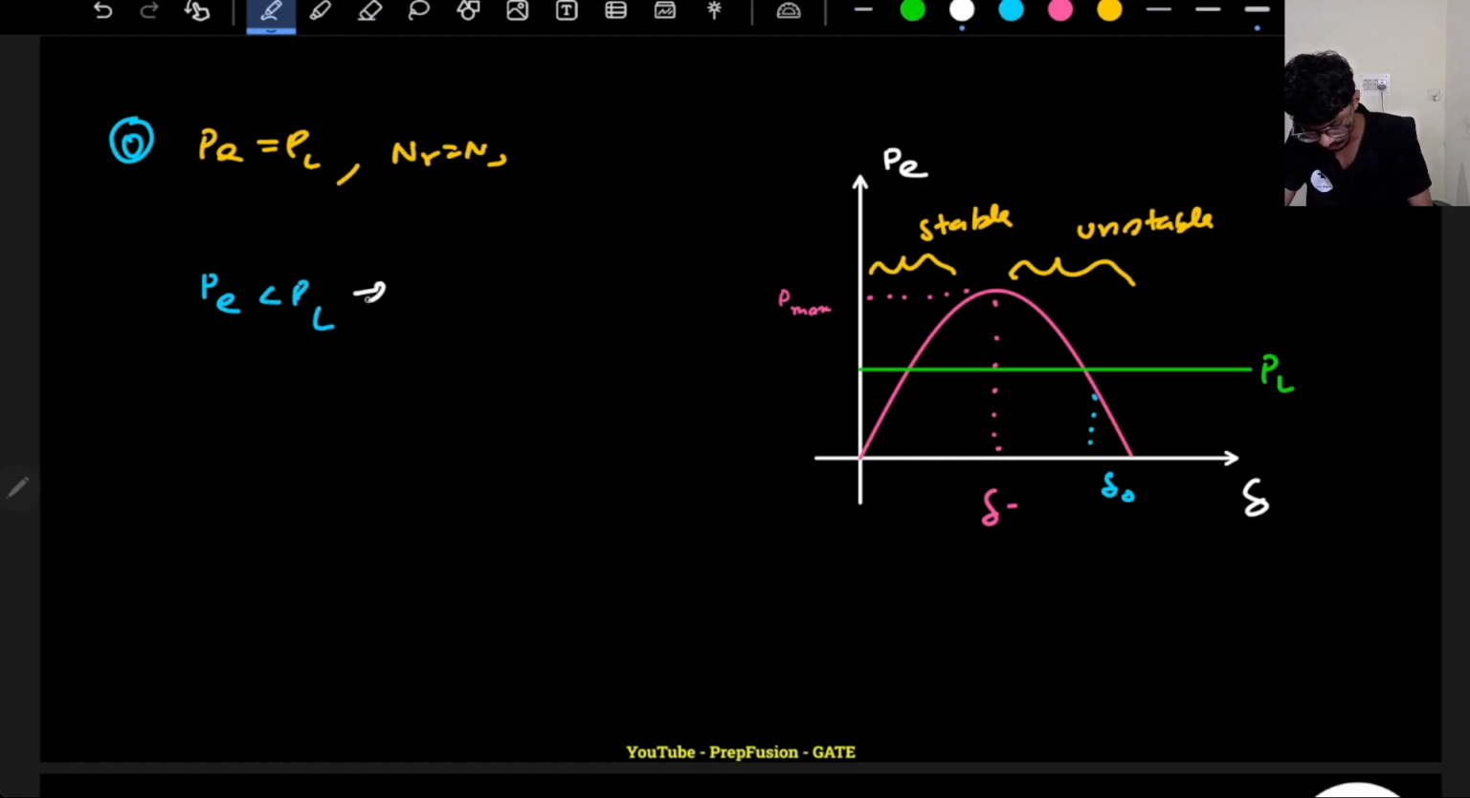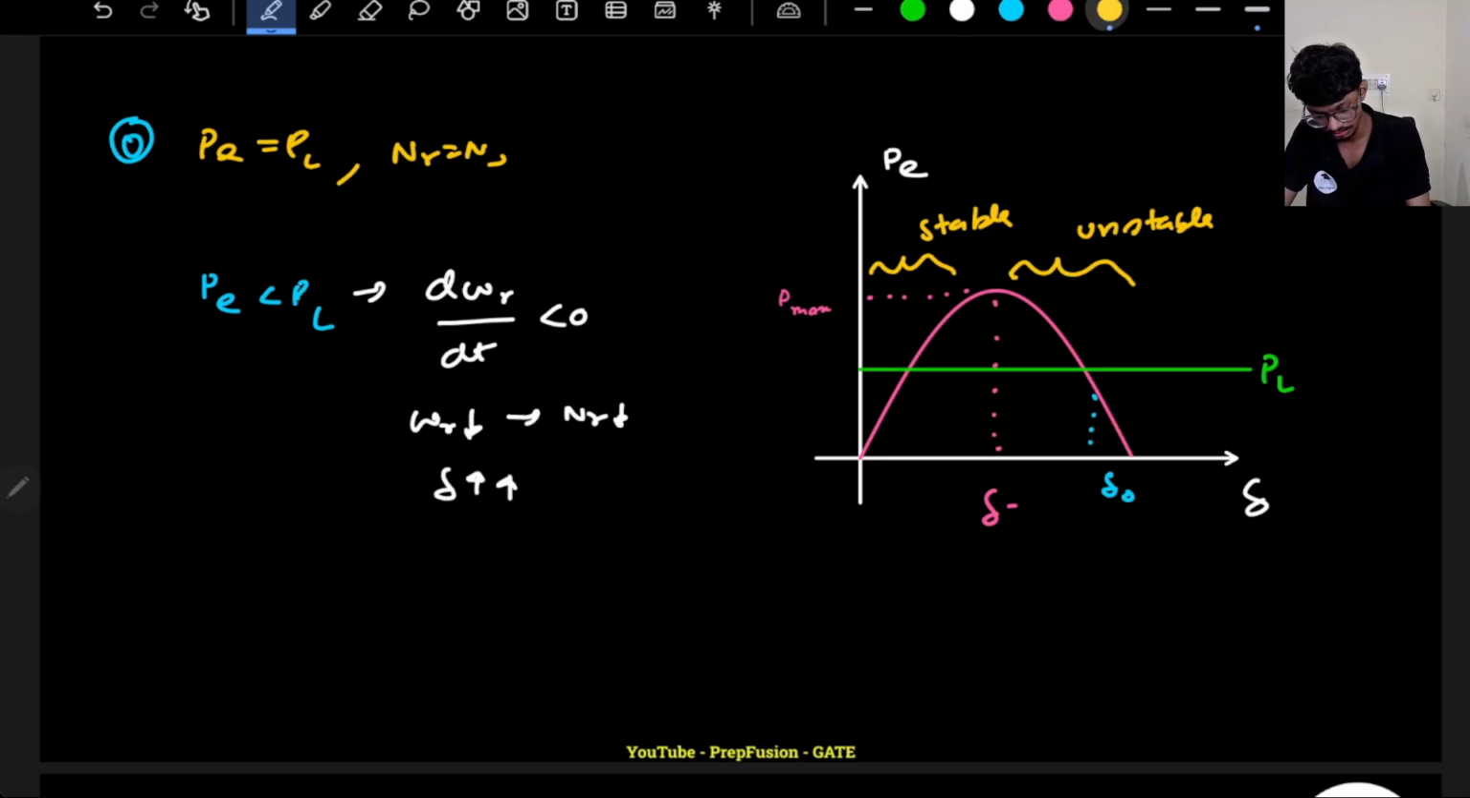So if PE is less than PL, what happens? I know again the same thing, that my d omega r by dt will reduce, sorry, will be negative. That means omega r will reduce. If omega r reduces, that means basically NR reduces. If NR reduces, what happens? Delta will increase. Same thing, right? If here I have NR, here I have NS. So NR, you are saying that it is reducing. If NR is reducing, this delta will increase.